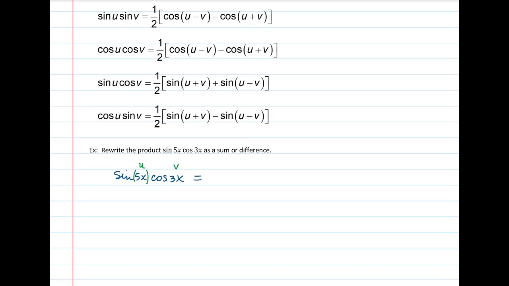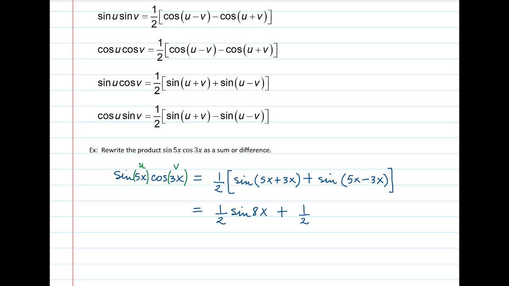Rewriting it in here, our u would be our 5x, and our v would be the 3x. So then applying this into the formula, they all start with 1/2, and then we're going to multiply that by sine of the sum, u plus v. So that will be 5x plus 3x, plus sine of the difference, 5x minus 3x. All right, so simplifying this a little bit, we get 1/2 sine of 8x plus 1/2 sine of 2x. And then we've accomplished what we wanted, to write this product as a sum.